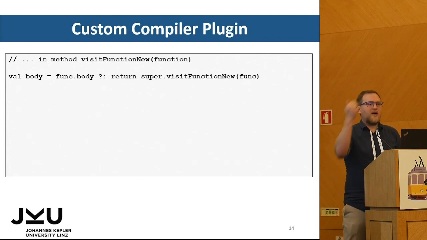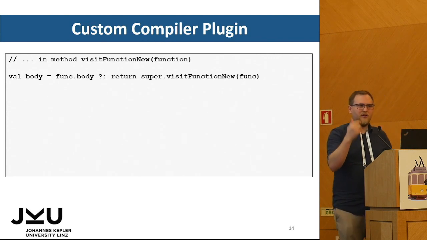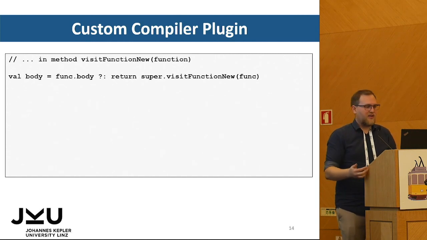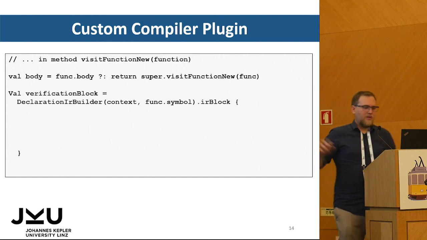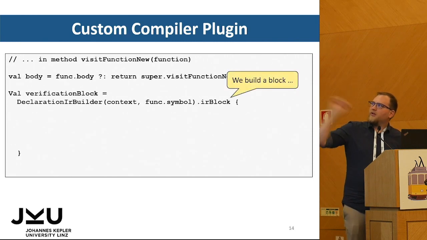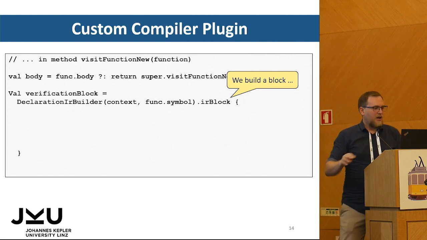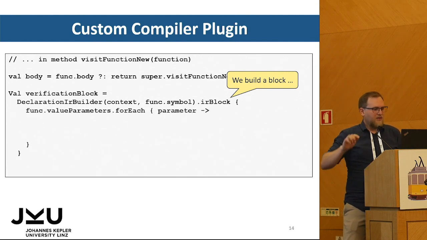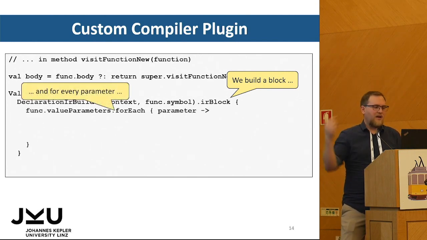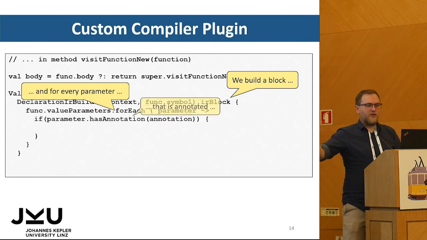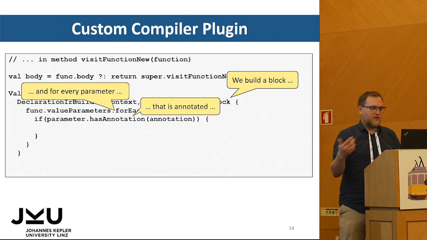If you remember the example from the first slide, what we want to do in the function is, if a parameter is annotated, we want to generate verification code that the parameter is in the correct state. So what we do, and we can do this very easily, is generate a new code block that was not there before in the source code, by having an IR builder. So we build intermediate representation blocks. And then we can just iterate over every parameter of our function. Then we can check if the parameter has a certain annotation. So we check, is the parameter annotated?